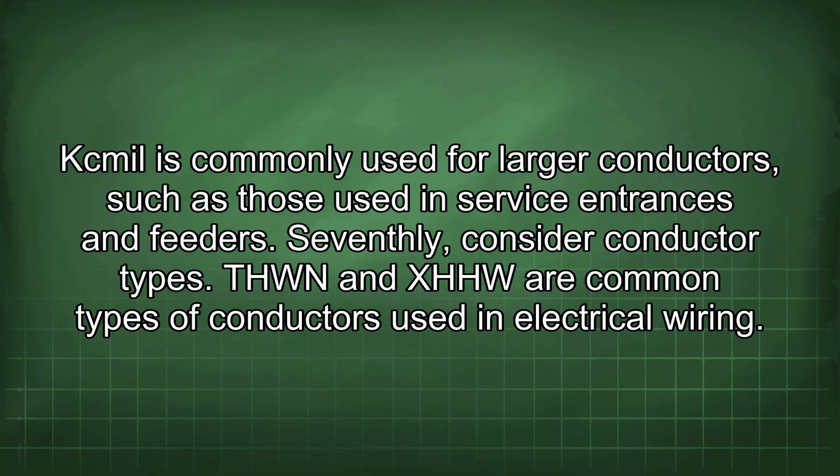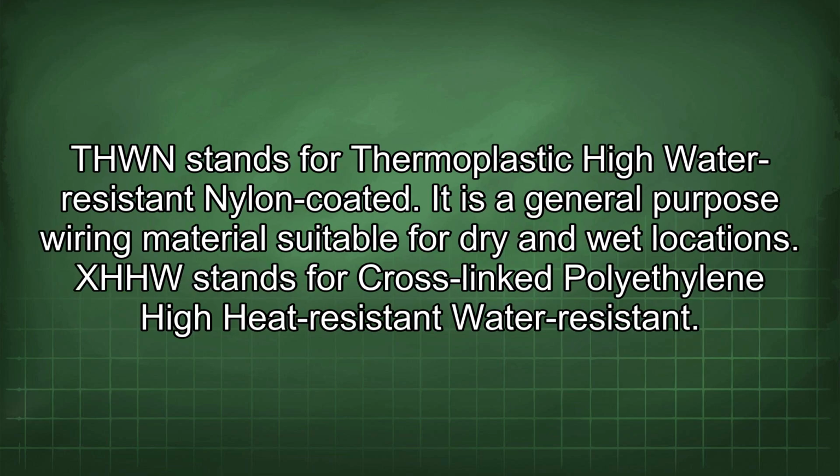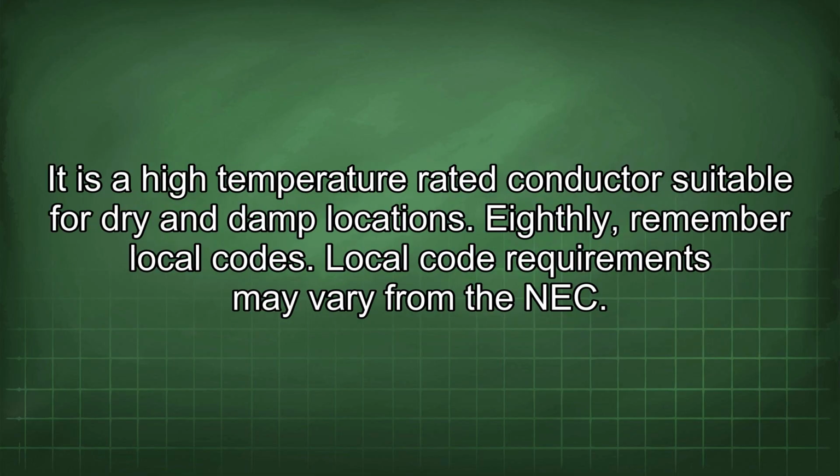Seventhly, consider conductor types. THWN and XHHW are common types of conductors used in electrical wiring. THWN stands for thermoplastic high water resistant nylon coated. It is a general-purpose wiring material suitable for dry and wet locations. XHHW stands for cross-linked polyethylene high heat-resistant water-resistant. It is a high-temperature rated conductor suitable for dry and damp locations.